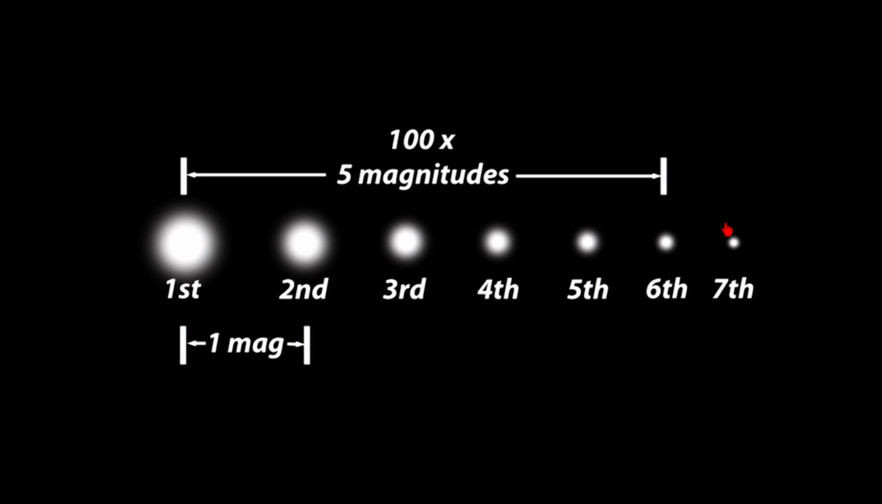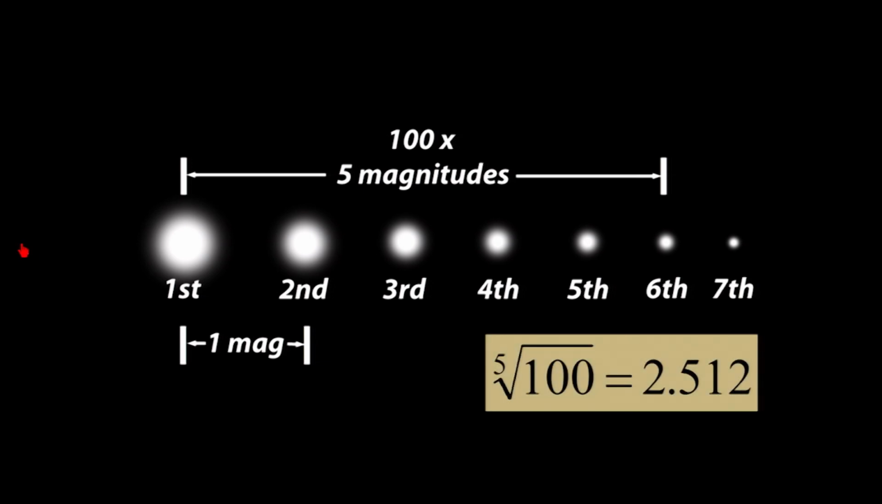Now when you want to figure out what is an individual magnitude, just a little bit of math. All you do is take the fifth root of 100, because some number multiplied by itself 5 times equals a difference of 100, and you end up getting 2.512. So what that means is any one single magnitude step is a difference of 2.5. A second magnitude star is 2.5 times fainter than a first magnitude star.